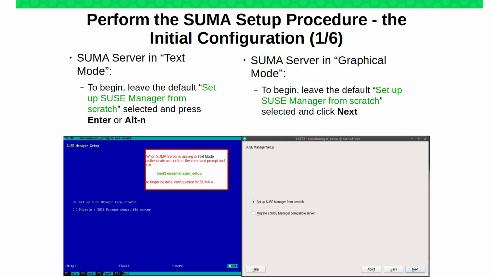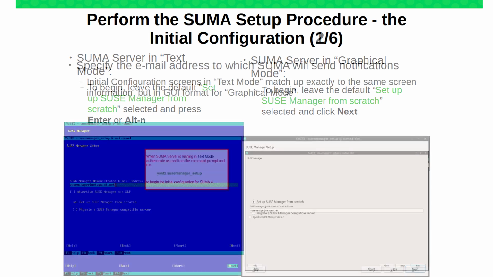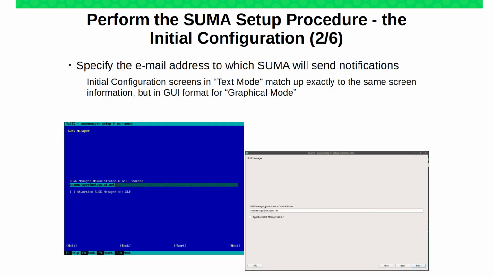Here you see the opening screens in both the YaST2 command line mode on the left and the YaST GUI mode on the right. In either case, as you can see here, you'll select the option that says Set up SUSE Manager from scratch. This next screen in the initial configuration process is where you specify the email address to which you want your SUMA server to send notifications.